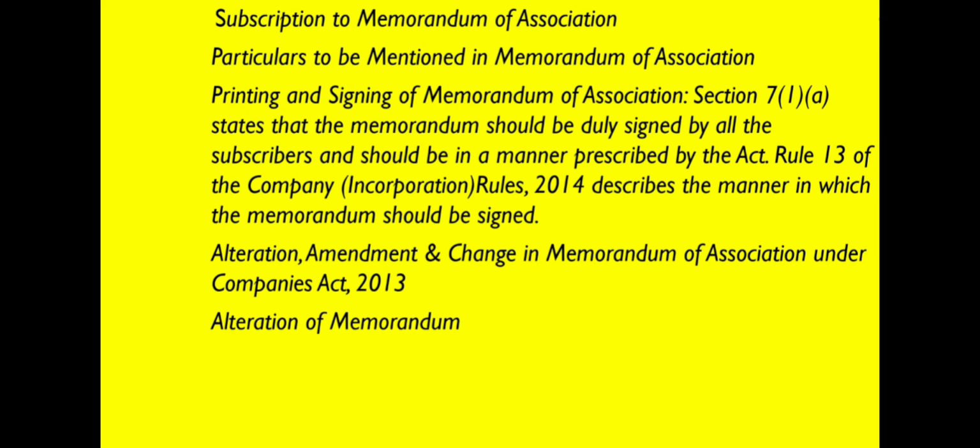If a body corporate is subscribing to the MOA, then the following particulars should be mentioned. First, corporate identity number of the company or registration number of the body corporate. Second, global location number, which is used to identify the location of the legal entity, which is optional. Third, the name of the body corporate. Fourth, the registered address of the business.